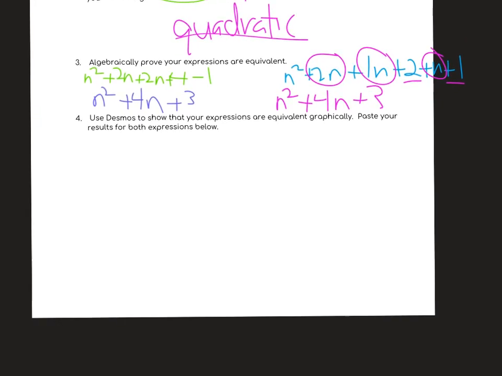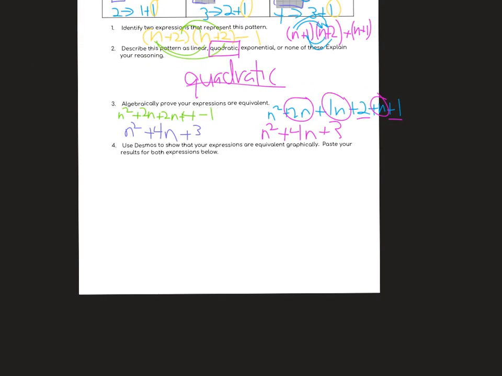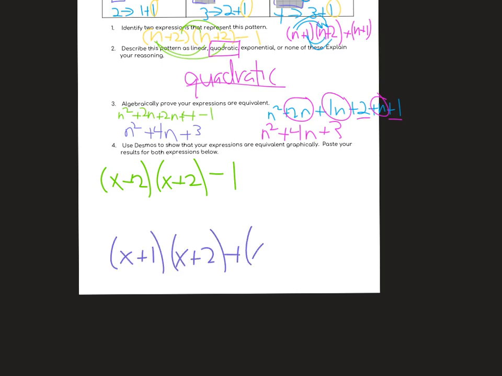Use Desmos to show that your expressions are equivalent graphically. So, what you need to do is into Desmos, put in x squared plus 2x plus, nope, don't do it from there, do it from the original. So, you need to put in x plus 2, x plus 2 minus 1. And then you need to put in x plus 1, x plus 2, plus x plus 1.